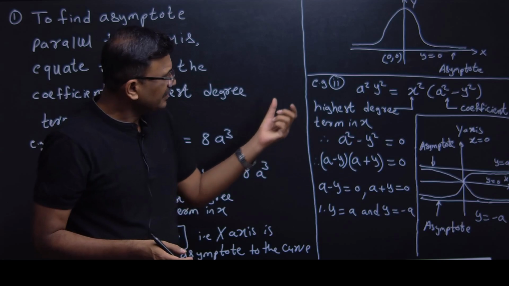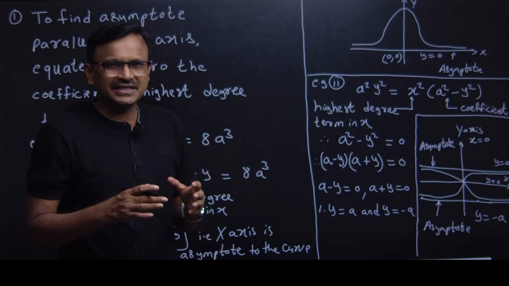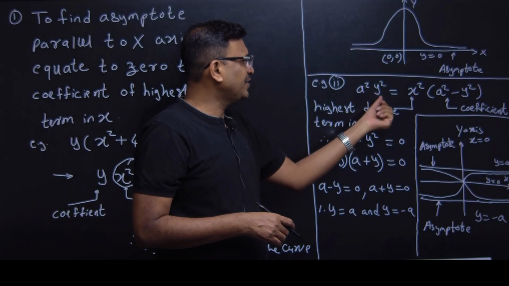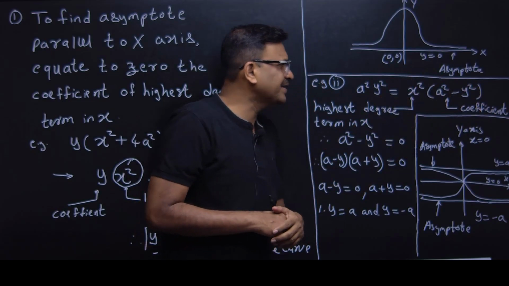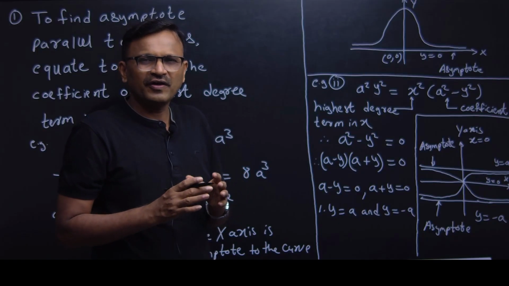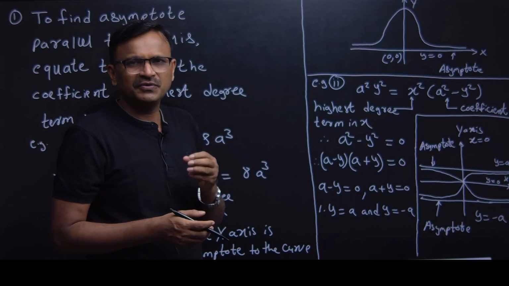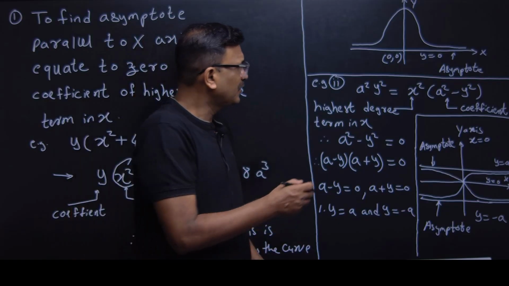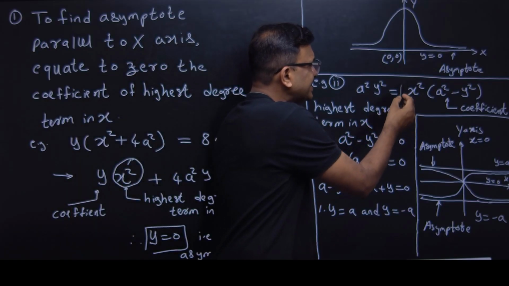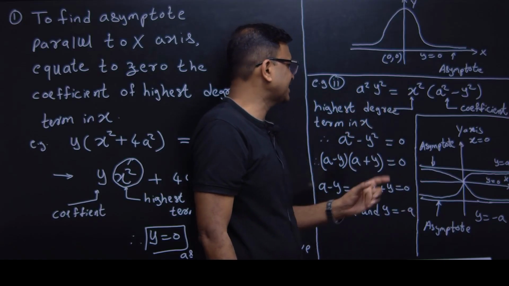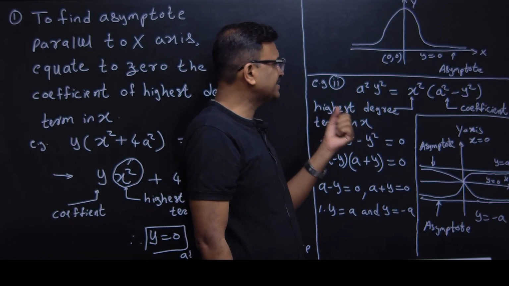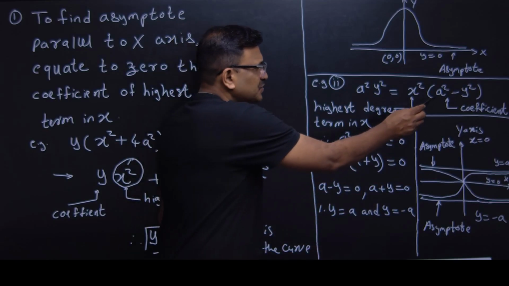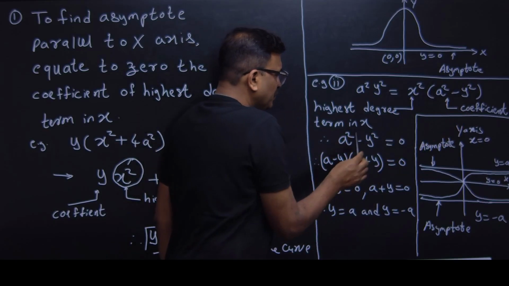Then see this next example, we'll just check how to find asymptote parallel to x-axis. So here the equation is a square into y square is equal to x square into bracket a square minus y square. Remember, to find asymptote parallel to x-axis, we have to equate the coefficient of highest degree term in x with 0. So see here, the highest degree term in x is x square. There is only one term of x in this equation, which we can see is x square. So that is the highest degree term in x, and coefficient of this x square is a square minus y square.